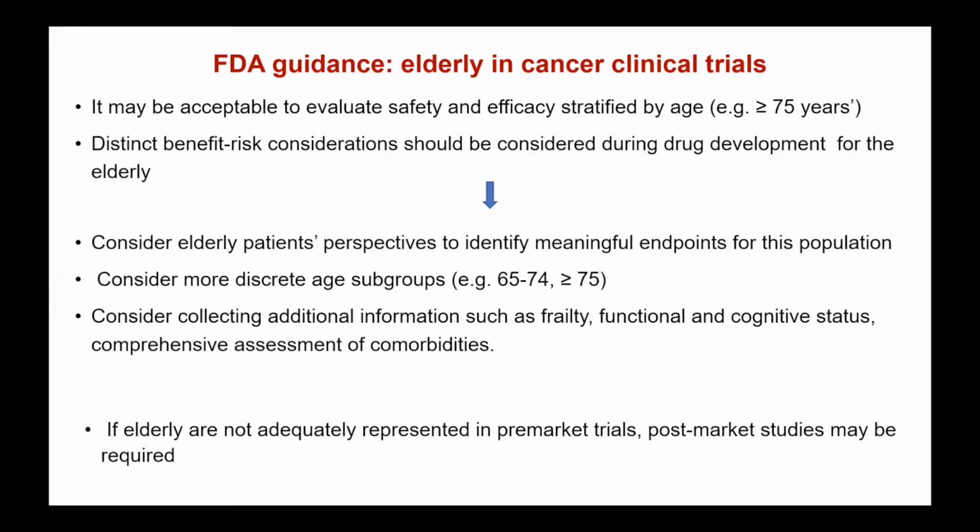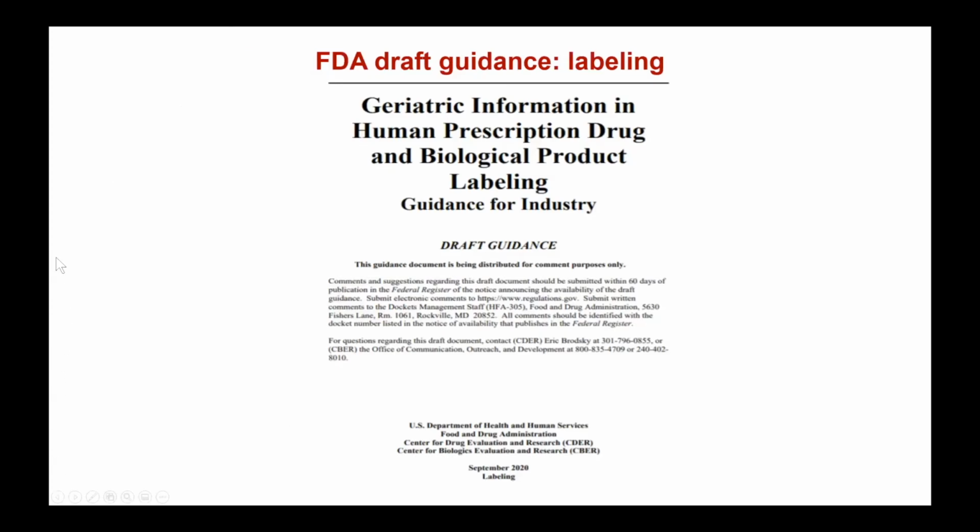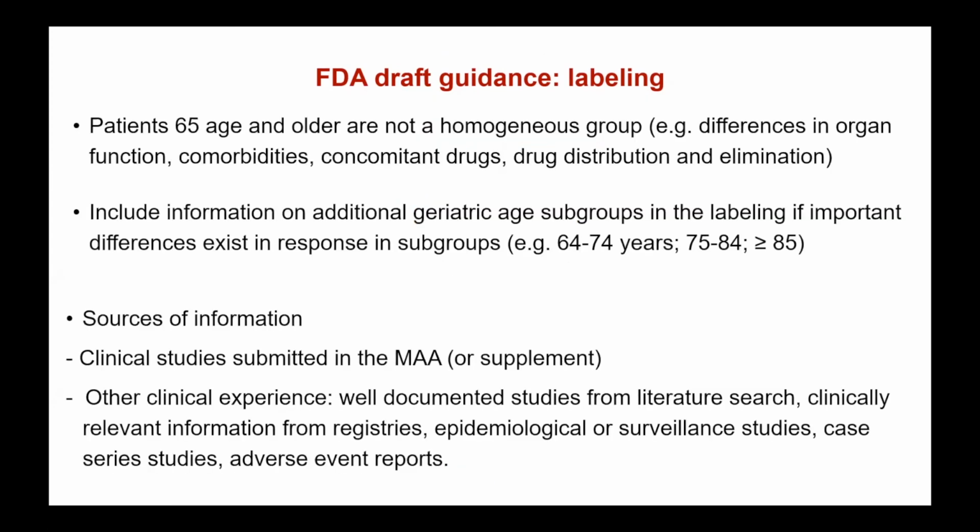For a cancer patient who is elderly with many other comorbidities, maybe they will not have an increased survival, even if you take an anti-cancer drug, because of the other pathologies. So it's important to exactly understand what is important for that specific category of elderly patients. We then have an FDA draft guideline regarding the labeling. And it states, of course, the elderly patients are not a homogeneous group.